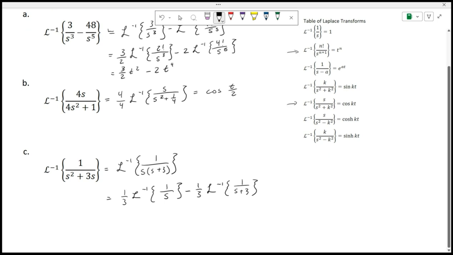On the first one, n is 0. And this is actually just the first one, isn't it? Because there's no power on the s. So 1 over s is just 1. So this is just 1/3 minus 1/3. And then the Laplace inverse of 1 over s plus 3 is going to be e to the negative 3t, where a is negative 3. And that is how you can use a table to evaluate the inverse Laplace of a function.